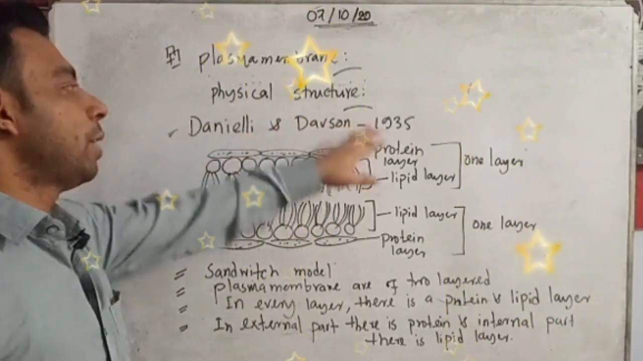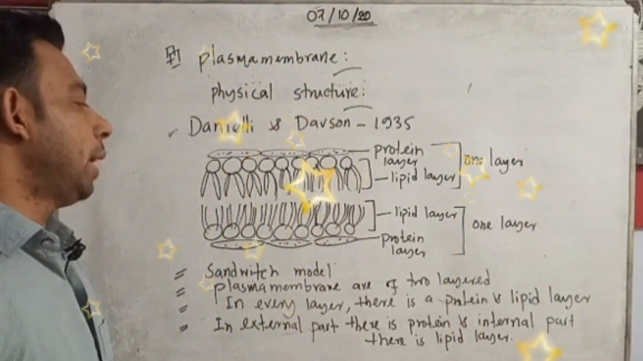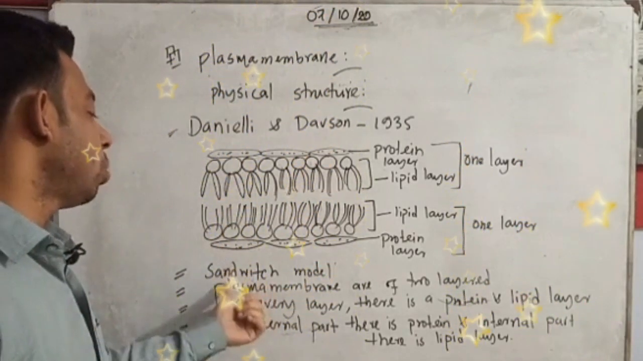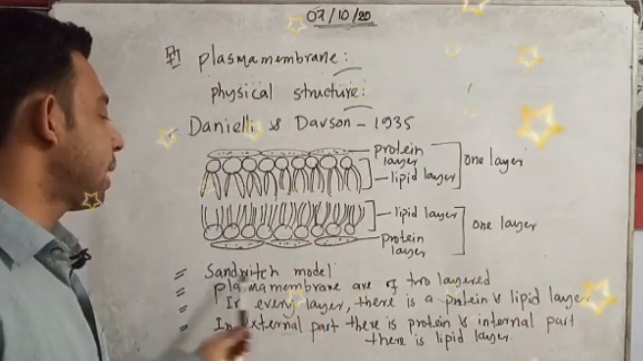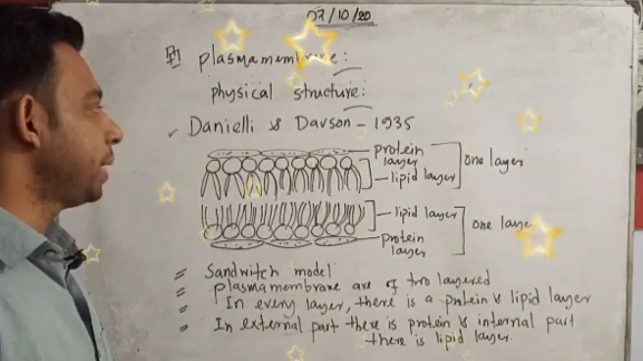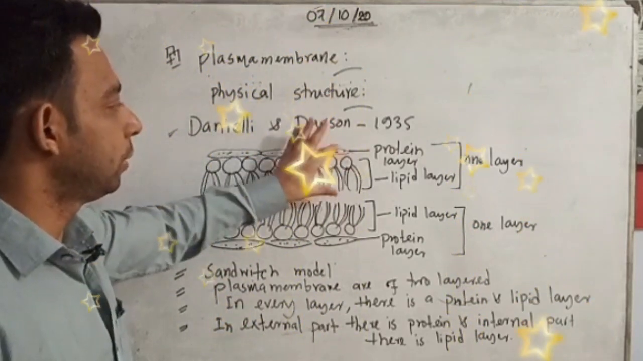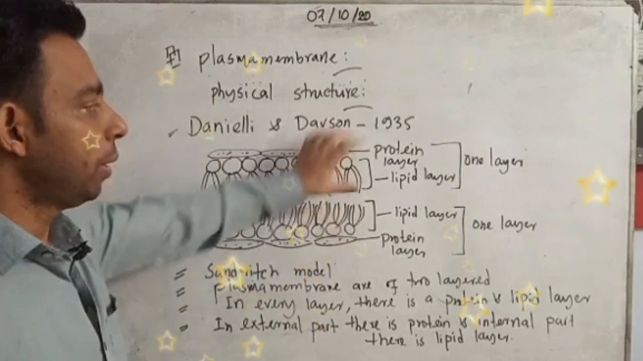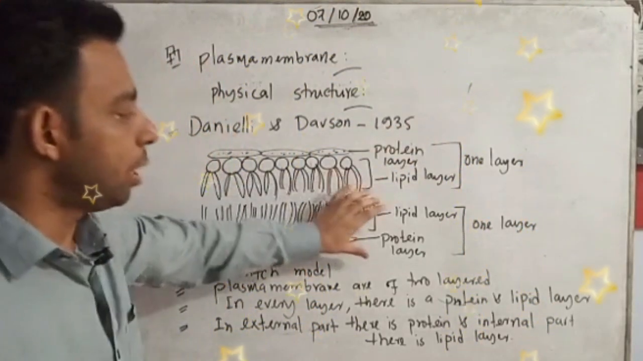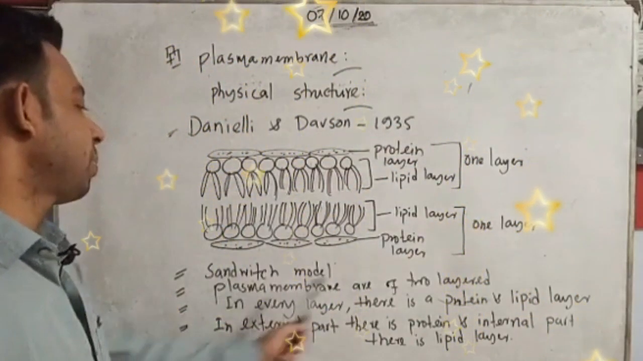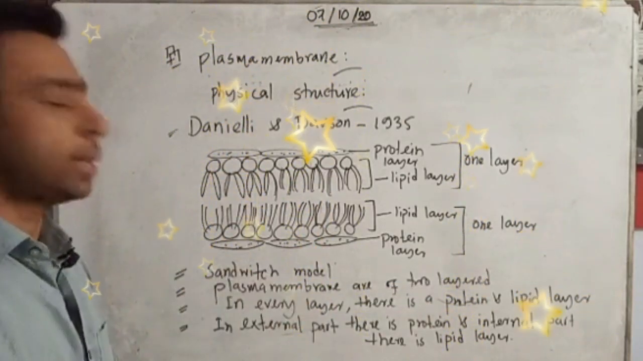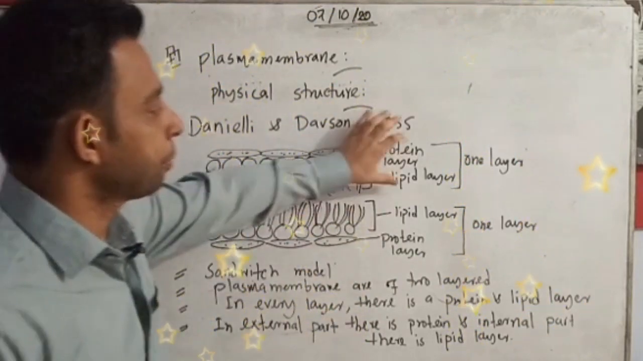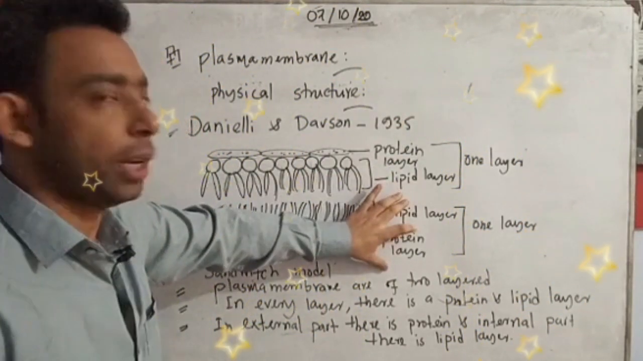Danielli and Davson in 1935 gave a model about the plasma membrane. That model is known as the sandwich model. This is the sandwich model. And look here, protein, lipid, protein. Protein and lipid, one layer. Lipid and protein, one layer. So plasma membranes are two layered. According to their concept, the plasma membrane is two layered. One layer protein and lipid, another layer lipid and protein.